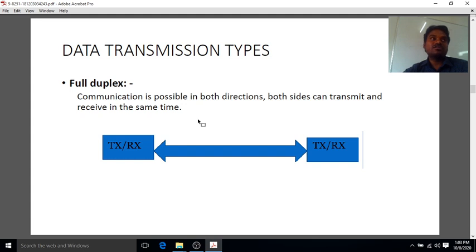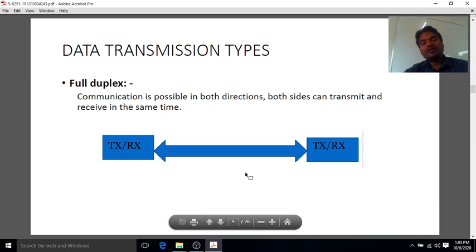There are three types. First one is simplex, next one is half duplex, next one is full duplex. Simplex is the best example for TV and radio, and half duplex is a walkie-talkie. Full duplex is the video calling in the phones and communication in the phones.